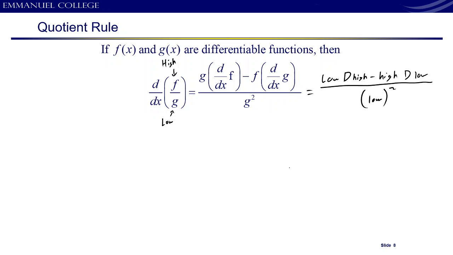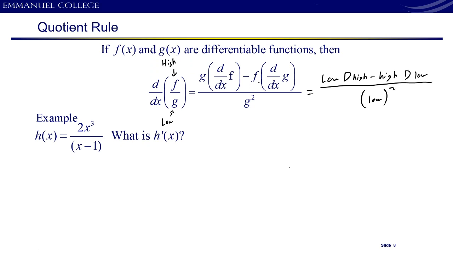So low d high minus high d low and square what's below. And it's so stupidly catchy that I can't forget it, and I'm very upset that I did not learn that way to remember it until grad school. Because it's basically just summarizing what this is. Denominator times the derivative of the numerator minus numerator times the derivative of the denominator all over the denominator squared.